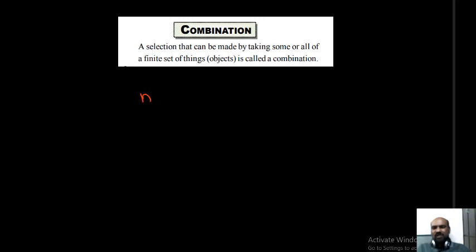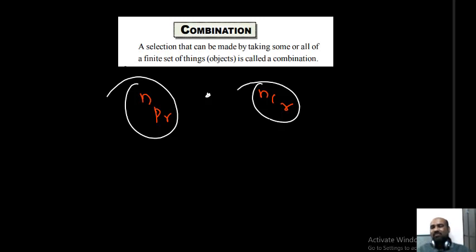So you should identify the difference between nPr and nCr. nPr means from n distinct elements selecting r and arranging in a row. So what does nCr say? From n different elements selecting r. Here n is a countable number, r is also a countable number, sometimes you can call it a whole number.